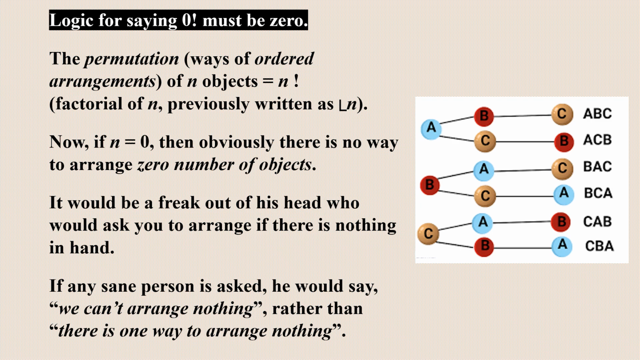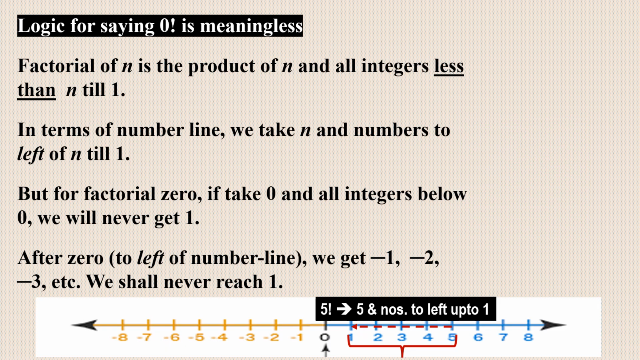Logic for saying 0 factorial must be meaningless. The permutation, ways of ordered arrangements, of n objects equals n factorial. Now, if n equals 0, then obviously there is no way to arrange 0 number of objects. It would be a freak out of his head who would ask you to arrange, if there is nothing in hand. If any sane person is asked, he would say, we can't arrange nothing, rather than, there is one way to arrange nothing.